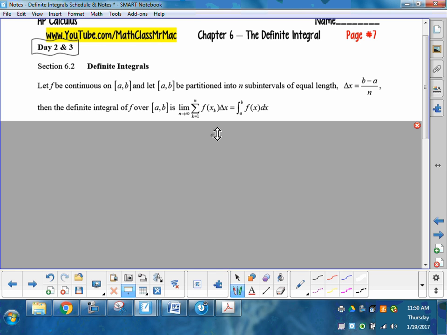So that's saying the function that I'm graphing, maybe it's, is continuous from a to b. So it would have to look, let's say, like this. Okay? A to b. Now, I'm going to partition that into n subdivisions.